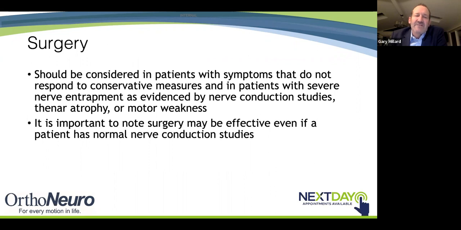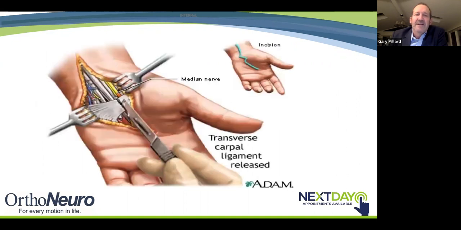One of the things to note is that even in patients that have normal studies, surgery can sometimes be effective. And a lot of times we'll confirm that based on doing a steroid injection. If that resolves the patient's symptoms, we will still look at doing surgery if somebody has negative nerve tests. So the surgery itself, basically what we're looking to do is relieve pressure on the median nerve. And the way we do that is by releasing the transverse carpal ligament.